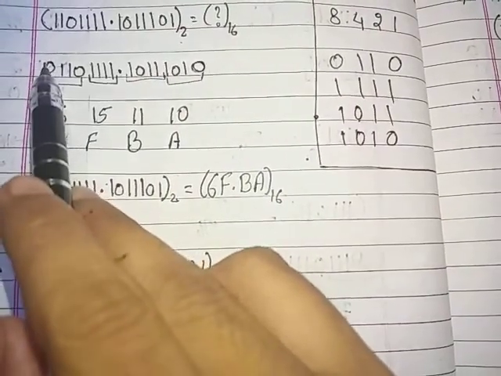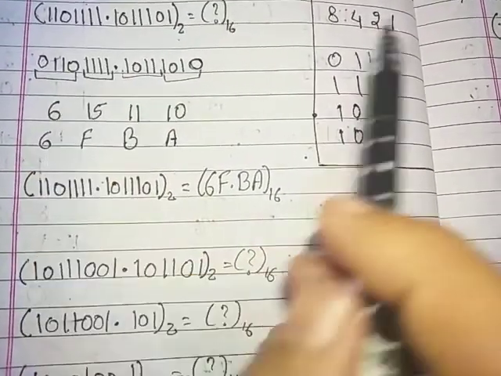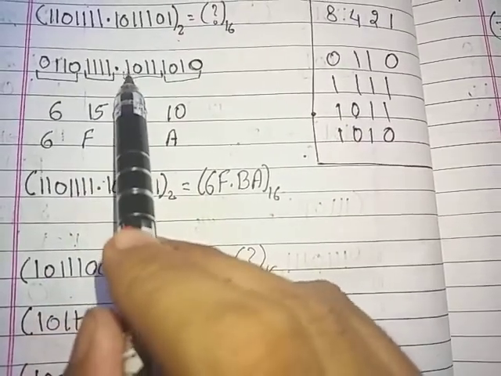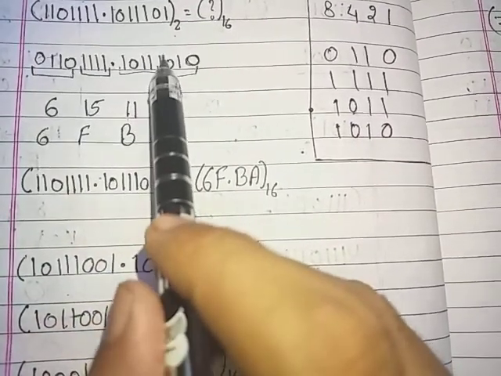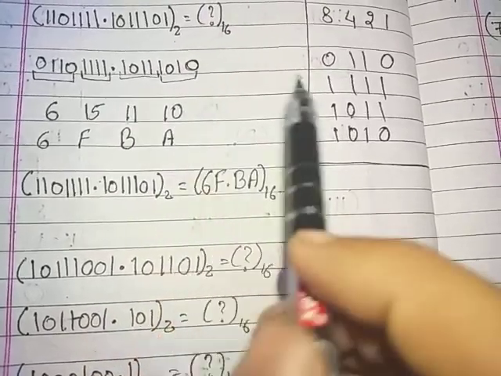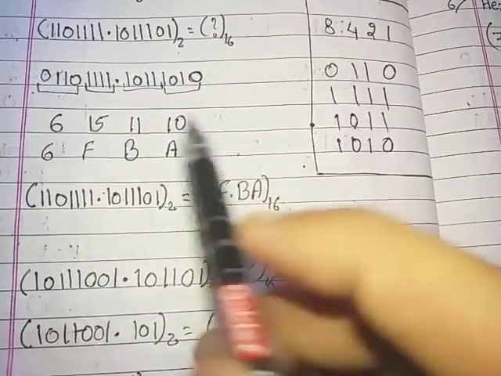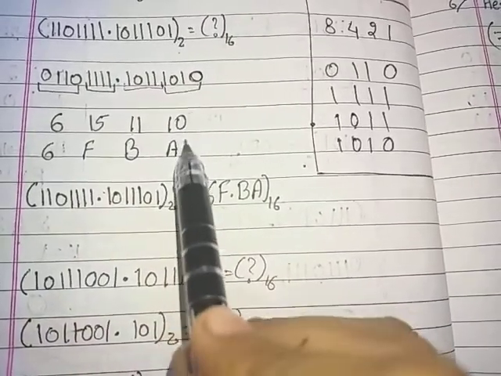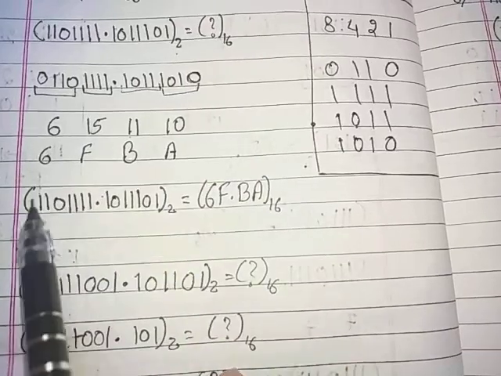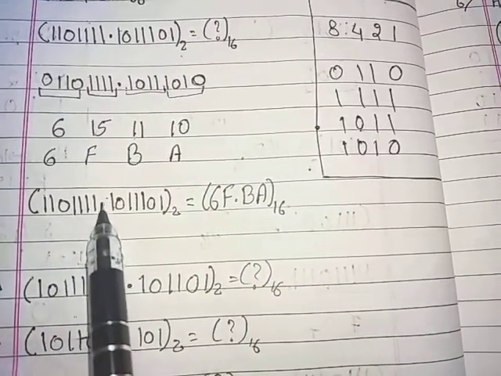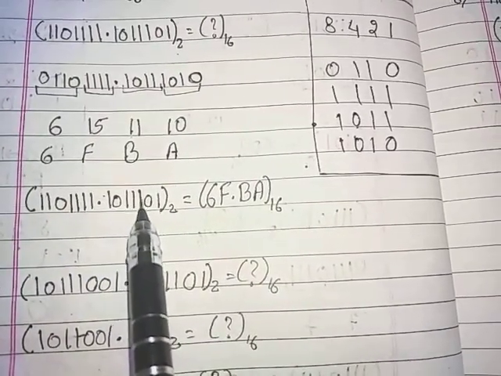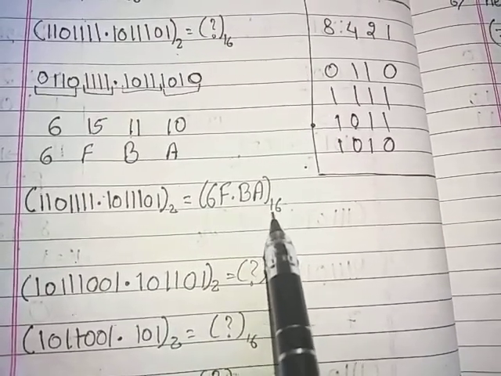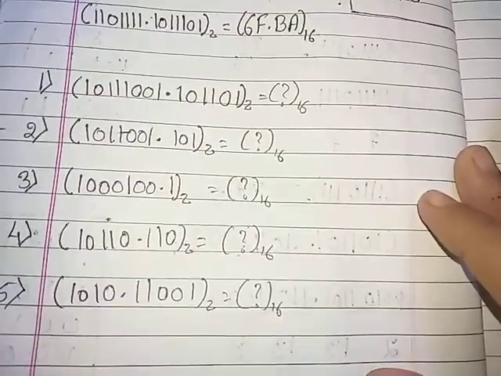So we have 0110, that is equal to 6, 1111 that is equal to 15, 1011 that is equal to 11 and 1010 that is equal to 10 as it is mentioned here. Now 15 is equal to F, 11 is equal to B and 10 is equal to A in hexadecimal. So we have 1111.1011101 radix 2 is equal to 6F.BA radix 16. Here are some practice questions.